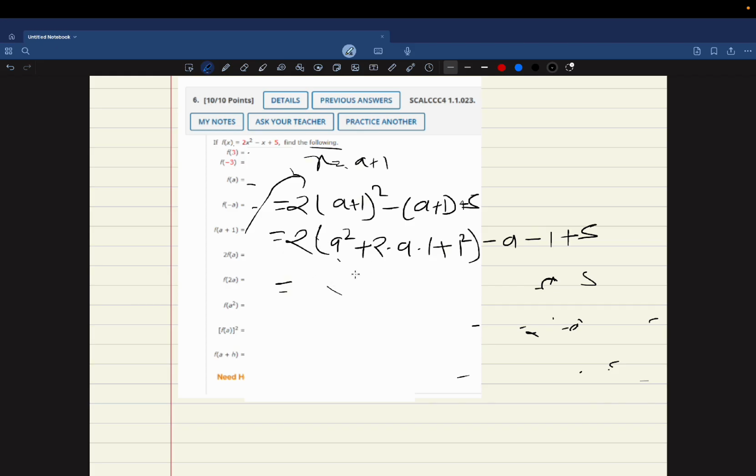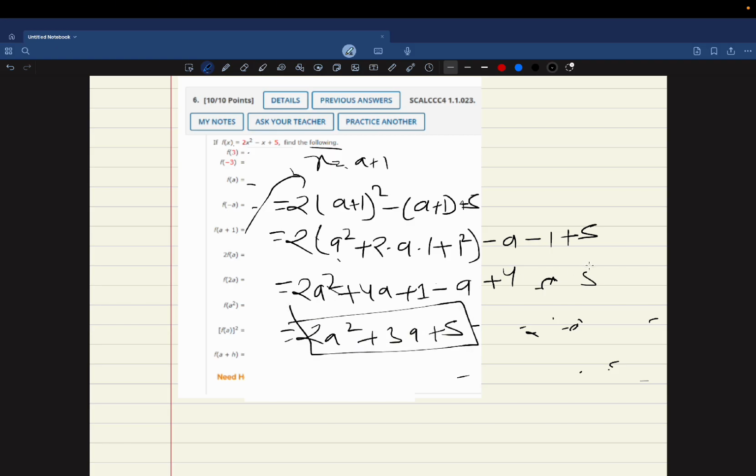Okay, so now we need to multiply 2 by this one, so it will be 2a squared plus, 2 times a times 1 is 2a, and then 2a times 2 is 4a, and then plus 1 squared is 1, so it will not impact, and then negative a, and then negative 1 plus 5 will be positive 4. Okay, so now it will be 2a squared plus 3a plus 5 is our final answer for this.